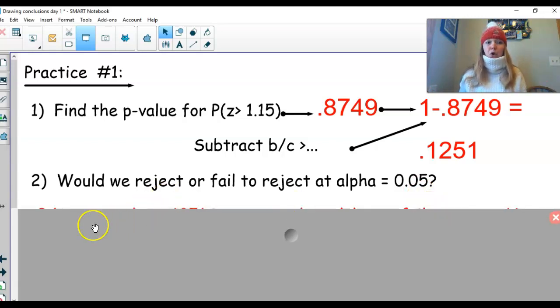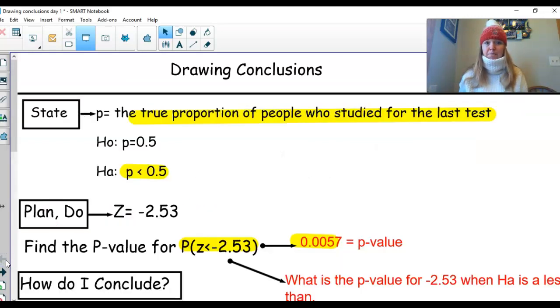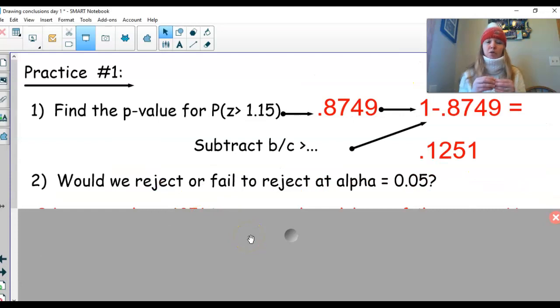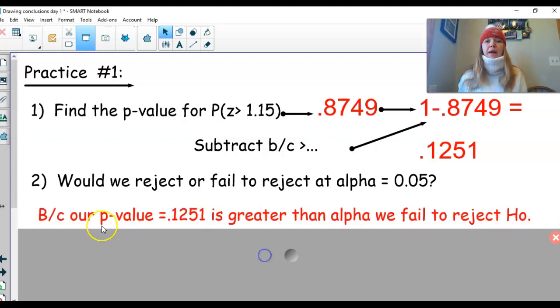Okay, so now I'm going to go to that statement again, okay? Because our p-value is greater, right? We're going to use this sentence right here. So you want to look at your notes at this sentence. Try writing down the statement on your own. Now, we don't have an HA or an HO that we can use in context. So we just use that basic sentence. If you need help, here you go. Because our p-value is equal to 0.1251 and is greater than alpha, we fail to reject the null hypothesis.